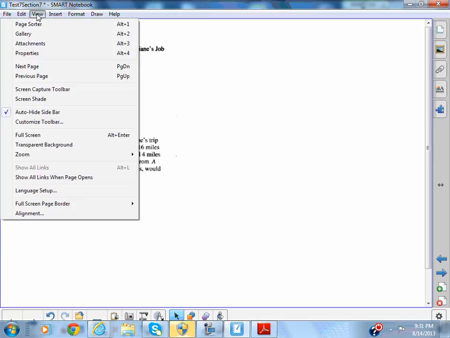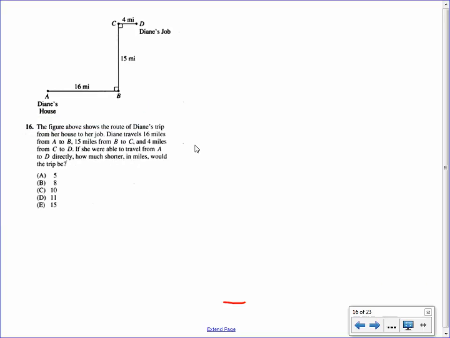This is question 16, test 7, section 7. It's page 79. It says the figure above shows the route of Diane's trip from her house to her job. Diane travels 16 miles from A to B, 15 miles from B to C, and 4 miles from C to D. If she were able to travel from A to D directly, how much shorter in miles would the trip be? Okay, so let's draw in that path from A to D.